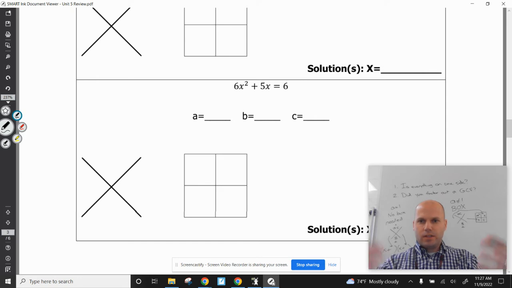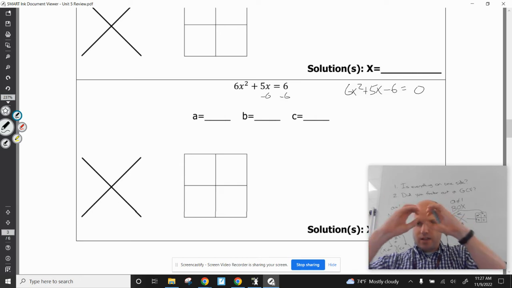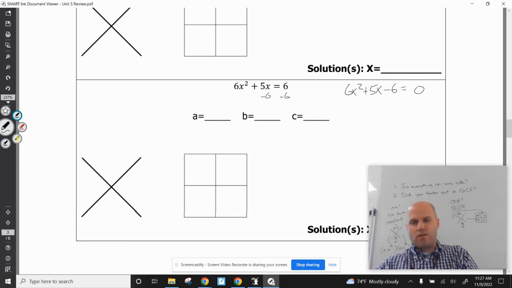Oh, look at this one. It's got a 6 on this side. Step one, is everything on one side? No. We haven't seen anything where we're factoring out a greatest common factor yet, but we're going to see it in a second. Okay, I subtracted 6 from both sides. When I subtract 6 from the right side, it's a 0 left over. That's why I have a 0 right here.